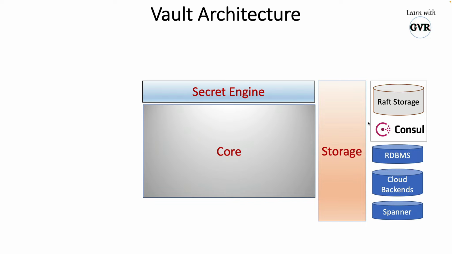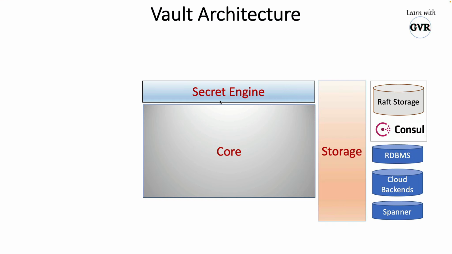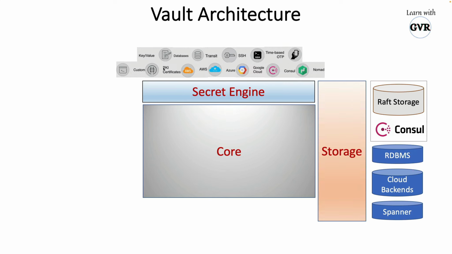Number two, secret engine. So Vault's purpose is to manage secrets, right? So it will have a secret engine which is loosely coupled, meaning you can manage key value secrets, database passwords, transit, like in transit or at rest, everywhere you are using keys, SSH keys, time-based OTPs, custom, PKI, AWS, Azure, GCP, Consul, Nomad. Likewise there are many more secret engines you can maintain in Vault, where it will store, whatever you choose, right? Numbers 1 and 2.